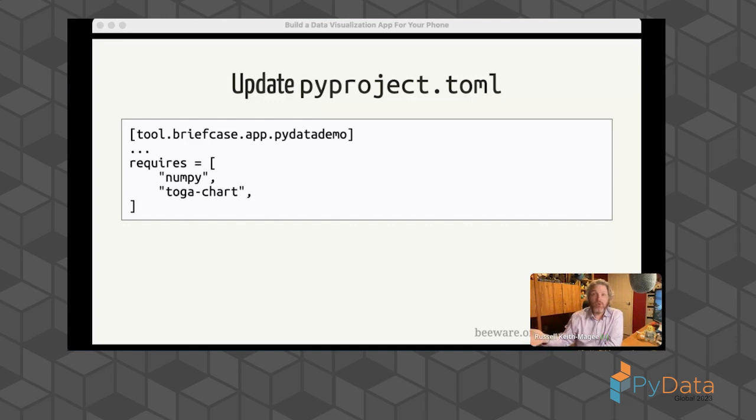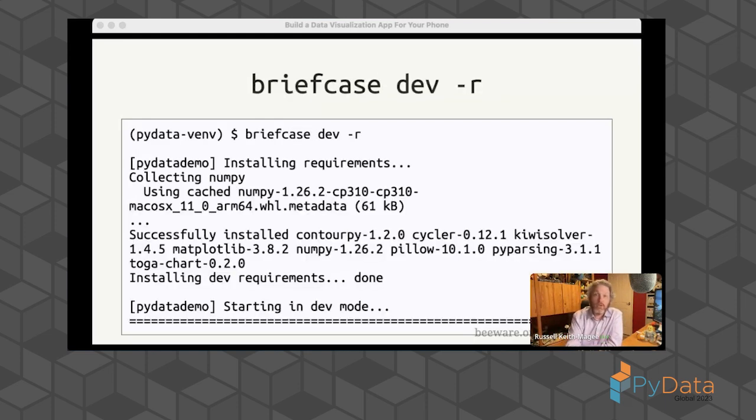Let's go back to our pyproject.toml. The app section declares our requirements. So we need both NumPy and TogaChart as dependencies. TogaChart specifies a dependency on matplotlib, so that'll be installed transitively as well. So save those changes. Now run briefcase dev -r. The extra -r is needed because our requirements have changed.